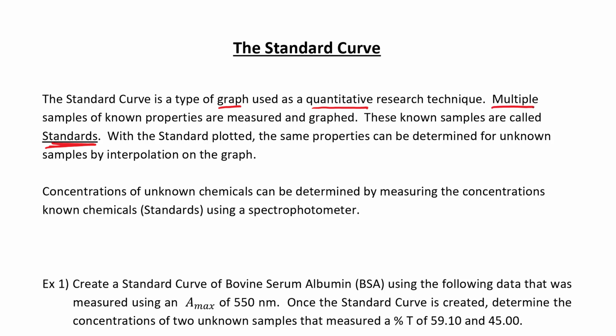We take multiple standards, we measure them, and then we graph them. Once we have the graph, the concentrations of unknown chemicals can be determined by measuring the concentrations of known chemicals. For this, we're going to use a spectrophotometer. Let's look at an example.